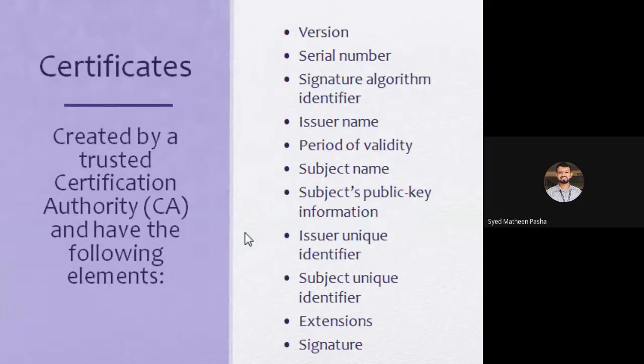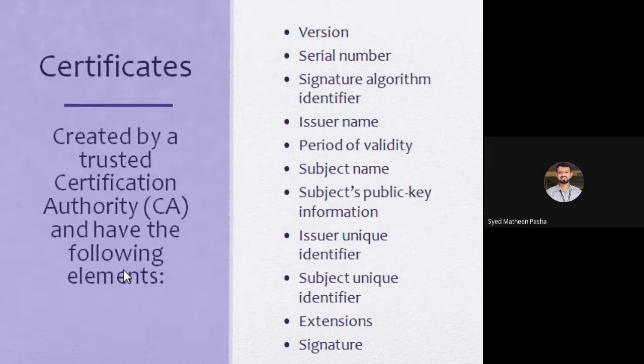Then comes the actual part of the certificate. Basically, how the certificates are generated and what all certificates consist of, with respect to cryptography. How are certificates created? They are created by a trusted certification authority, specified as CA, and have the following elements. That is, these certificates have some elements in them.